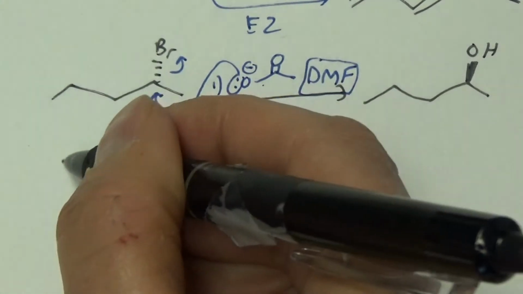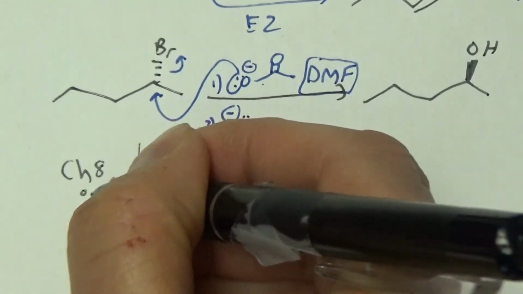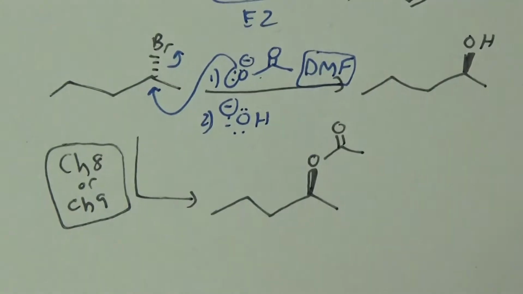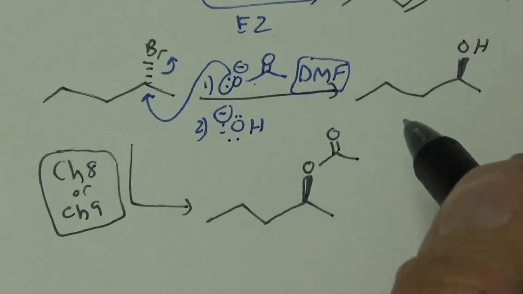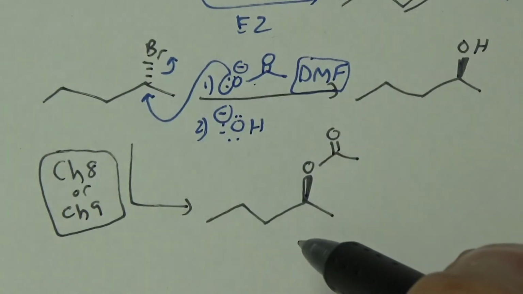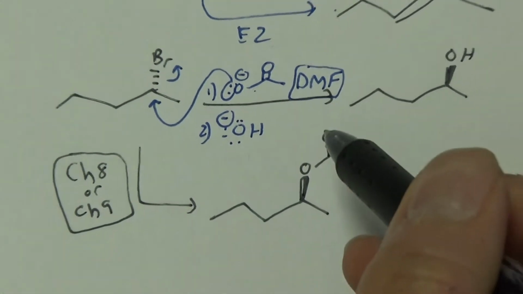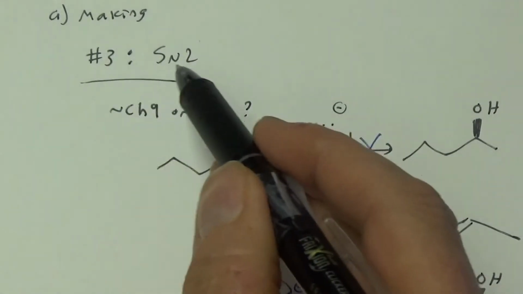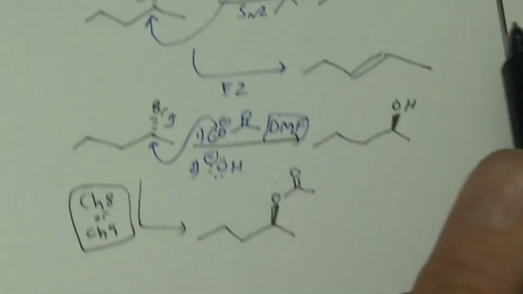This was like chapter 8 or 9. I think it was 8. Maybe it was 8. 8 was learning about alcohols and how to make alcohols and stuff. And so this was actually something we could understand in Organic 1. And now we see it again, making esters. This is our topic number 3, SN2 reactions to make esters, right?